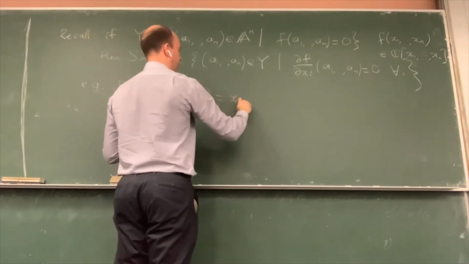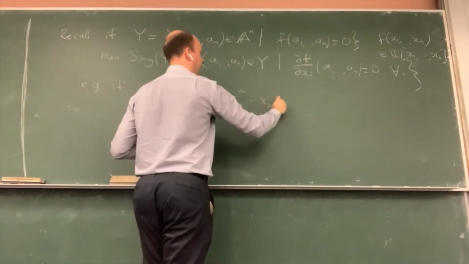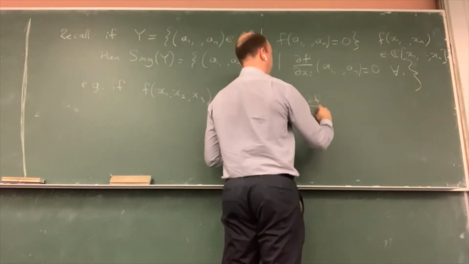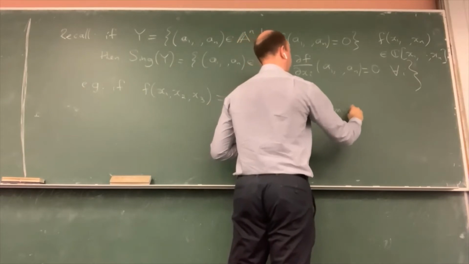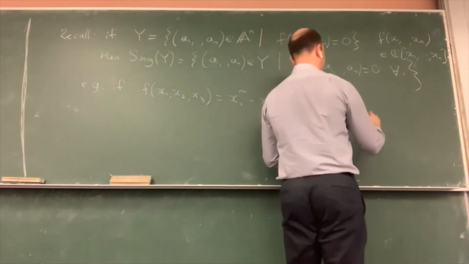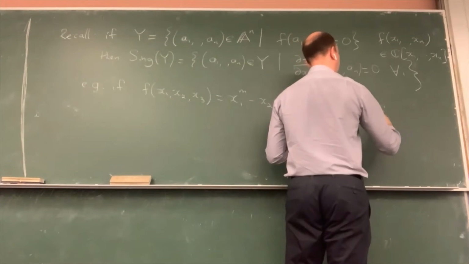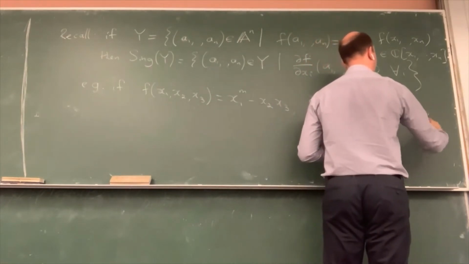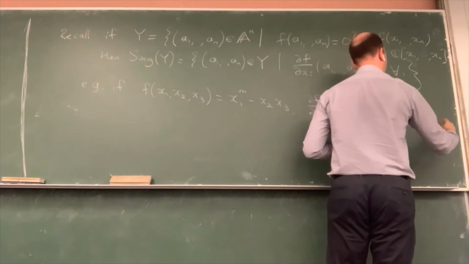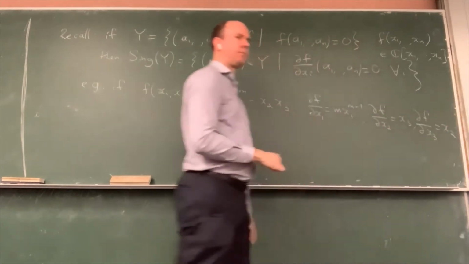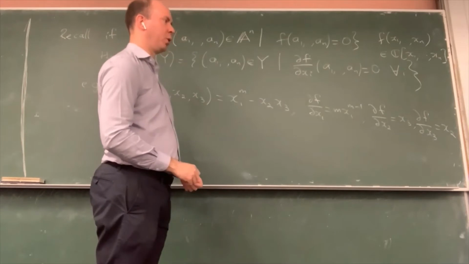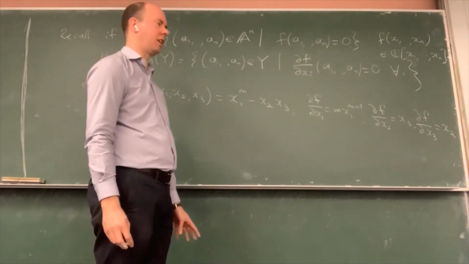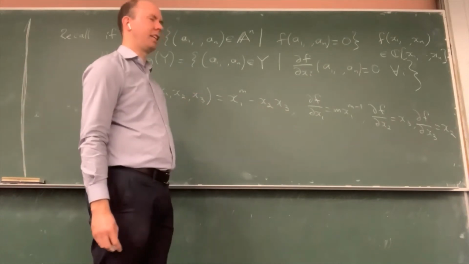So for instance, in our example of Cm, we have the polynomial x1 to the m minus x2 x3, and the partial derivatives vanish only at the origin. So you could compute, if you didn't already know, just from the equation, that this is an isolated singularity. The only singular point is the origin.